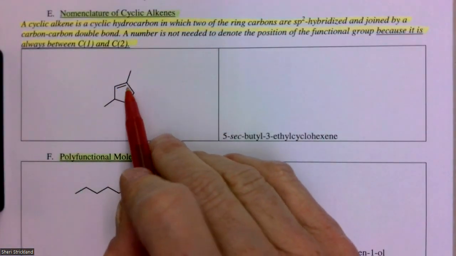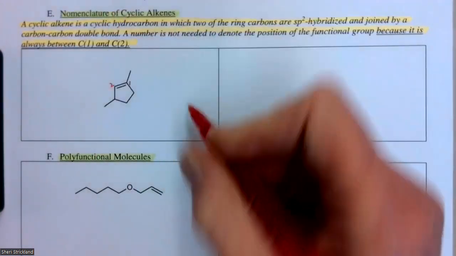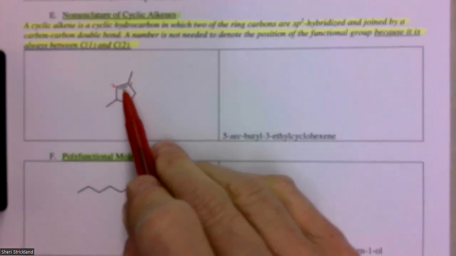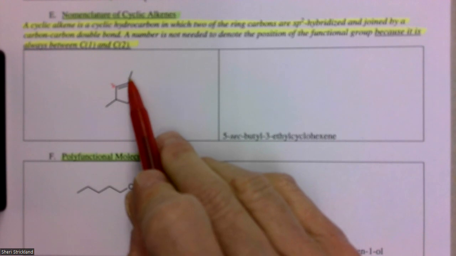these 2 would have to be 1 and 2. I'm going to choose to do it this way because then if I do it this way, then the methyl groups are on carbons 1 and 3 rather than on 2 and 5.